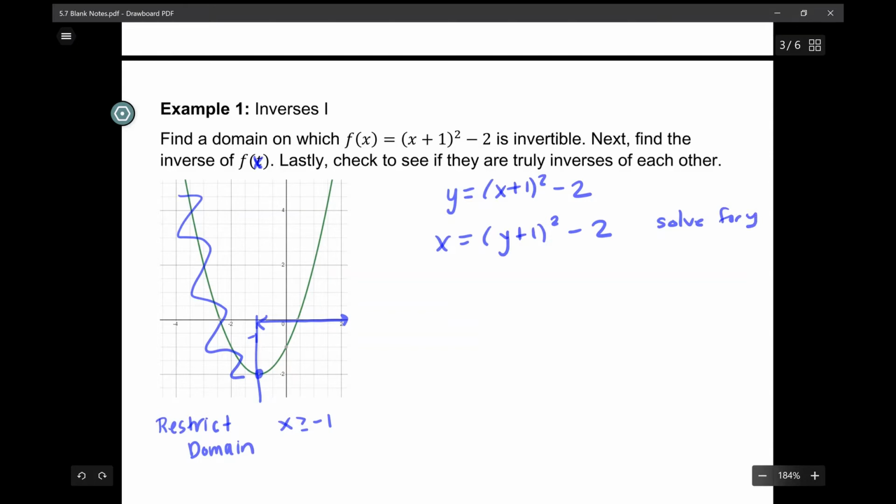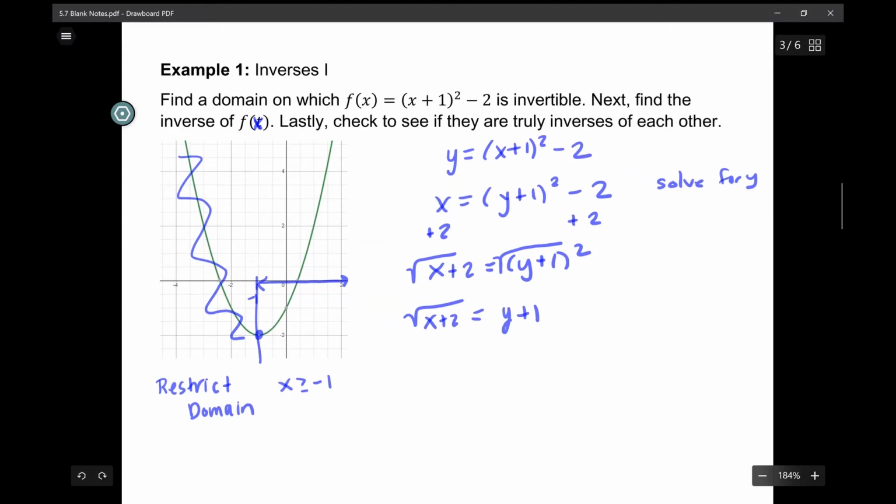All right, so we need to undo things until we get y by itself. Well, the outermost thing is this -2, so we're going to add 2 to each side. That gives me x plus 2 equals y plus 1 squared. Sort of opposite order of operations. Now the most outer thing is the square, so we're going to square root both sides. All right, square root of x plus 2 equals y plus 1.